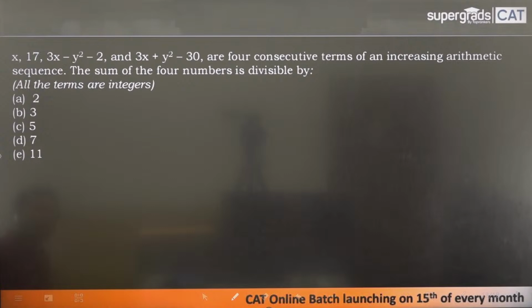X, 17, 3x minus y square minus 2, and 3x plus y square minus 30 are four consecutive terms of an increasing arithmetic sequence. The sum of the four numbers is divisible by what? All the terms are integers. That is given to us.